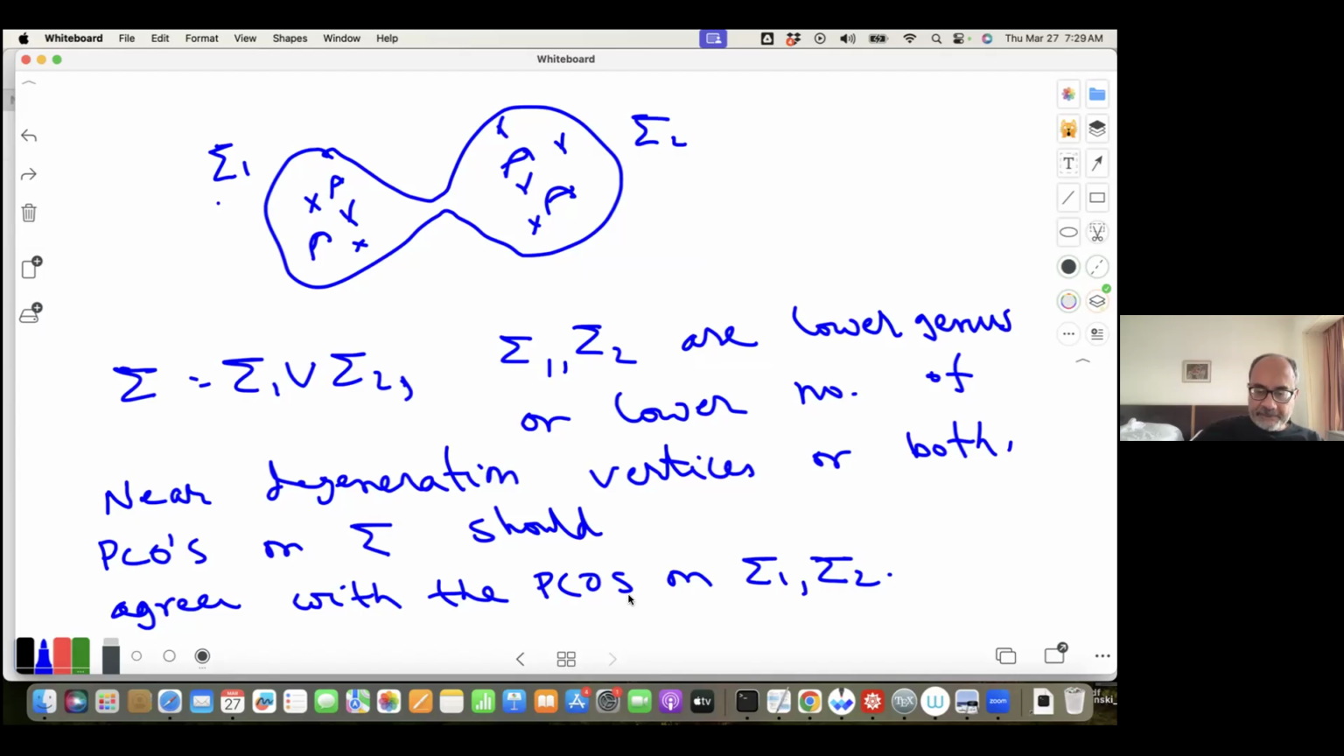Because once you demand this, then there is no choice. At the boundary, if you choose two different sections on sigma, say S and S prime, near degeneration they get pinned, because they both have to satisfy this condition that their PCO locations must agree with the lower genus Riemann surface PCO locations. So this is what pins S and S prime near the boundaries. Is this clear? Are there questions?